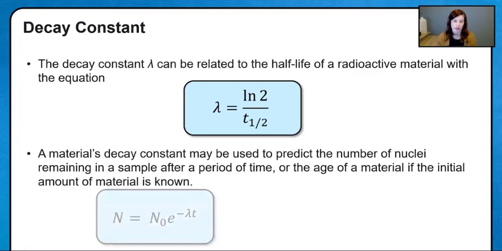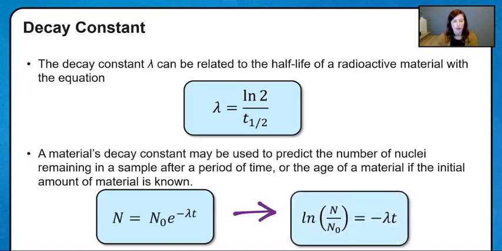Or we can use it to figure out the age of a material if the initial amount of material is known. We know that the number of radioactive nuclei remaining is equal to the initial number N0 of radioactive nuclei times e to the negative decay constant times the elapsed time. You'll also see this written, if we just rearrange it, as the natural log of the number remaining over the initial number of radioactive nuclei is equal to negative decay constant times t.